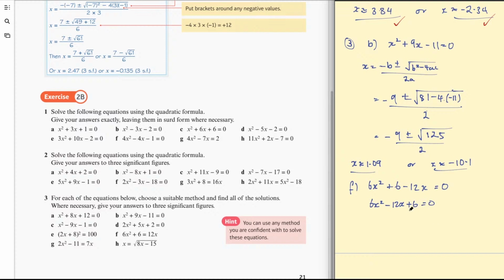And then are there factors of 6 that add to negative 12? So what about 3 and 2? If we did 6 and 6, that should make negative 12. So this one is hopefully going to factorize. Okay, so whoops, that should be a 2x.